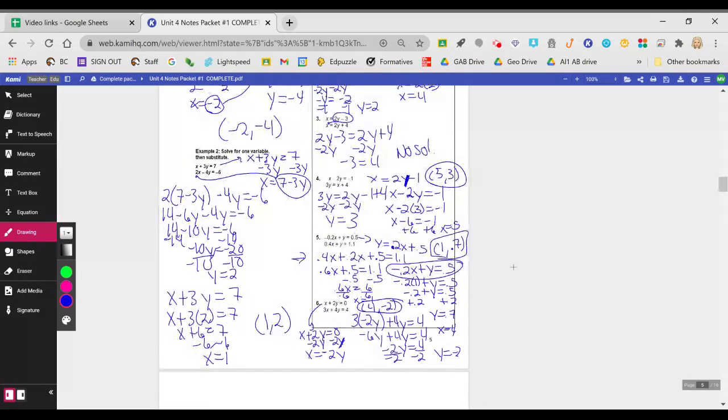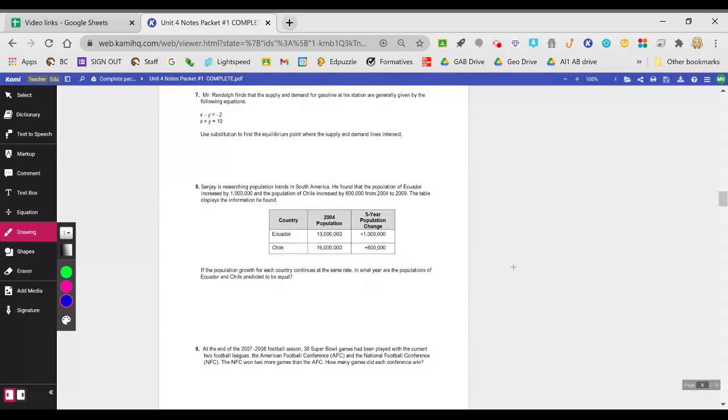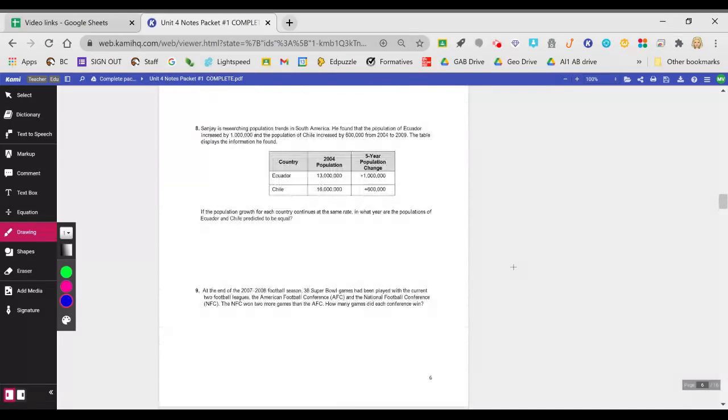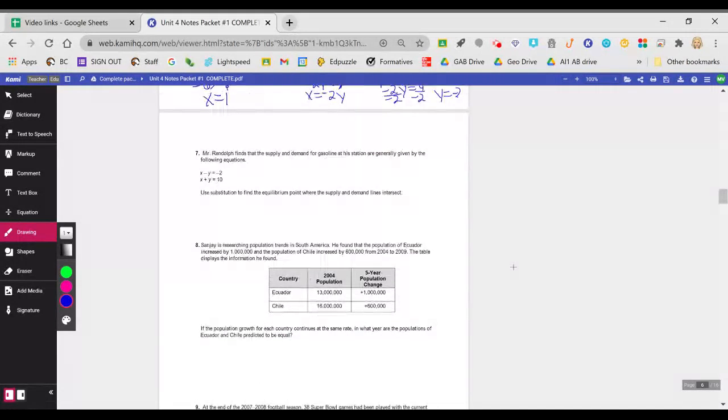So now what we're going to look at is some word problems. So let's do the first one. Mr. Randolph finds that the supply and demand for gasoline at a station is generally given by those equations. Use substitution to find the equilibrium point where the supply and demand intersect. So I get to choose whether or not to solve for x or y.